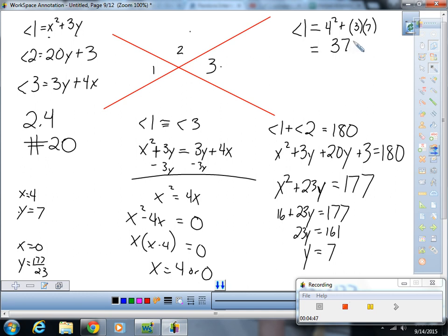So angle 1 is 37 degrees, or angle 1 is 0 squared plus 3 times 177 over 23. So angle 1 would be 3 times 177 divided by 23. And we'll just write that as 23.09 degrees.